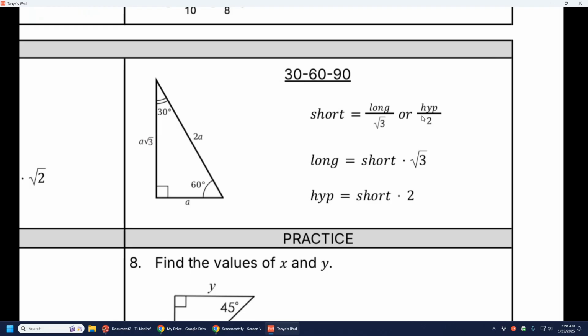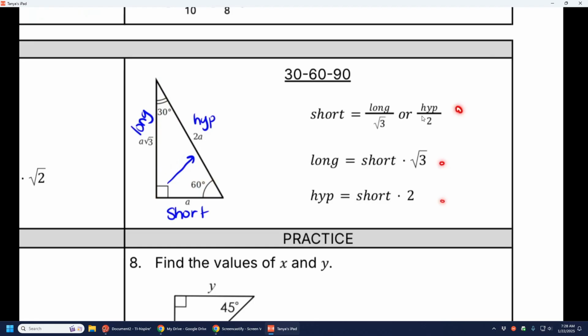So wherever the 30 degree angle is, the smallest angle is always going to be across from the shortest side. So A right here, that's the short side. And then we know across from the right angle is the hypotenuse. So all that's left is that this side has to be the long side. And again, that's 60, so since it's the bigger angle, it's going to be across from the longer side.